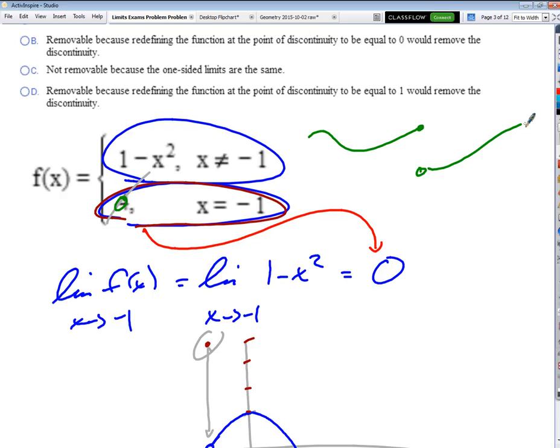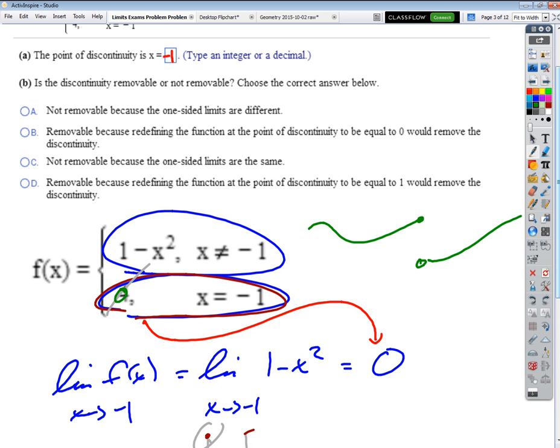So it's not removable? Say it again? Not removable because why? No, it is removable, because redefining the function at the point of discontinuity to be equal to 0 would remove the discontinuity. No. Oh, this one would be non-removable, because the one-sided limits are different, because the limits don't agree. There's a break in that function. I don't get that.